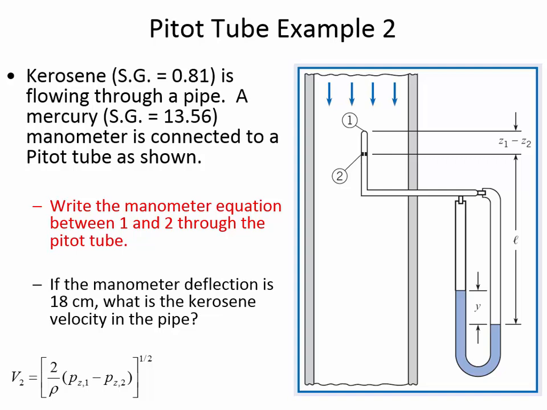Yes? Okay, so he brings up a good point. Why didn't we do it since 1 and 2 are close together? Why didn't we just say P1 plus gamma of kerosene times Z1 minus Z2, and so now we're at P2? Why couldn't we do that?